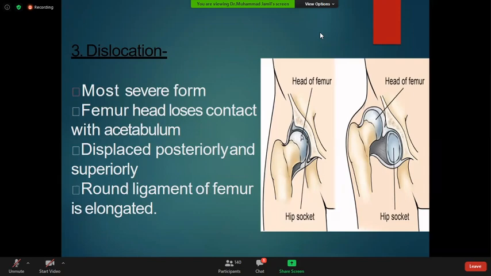Normally the head is present in the socket, but here the head goes upward. It is displaced posteriorly and superiorly. This is the round ligament of the femur, and it is elongated. So the femoral head is not in contact with the socket.